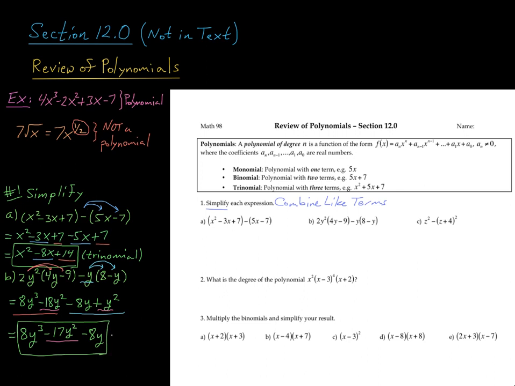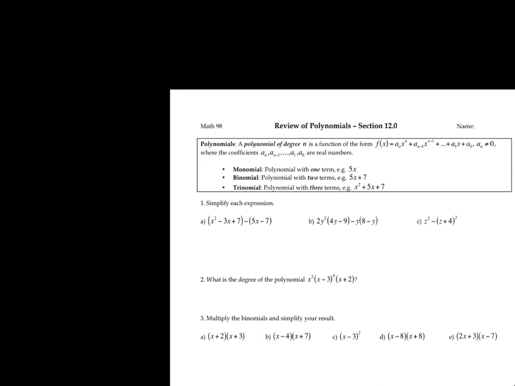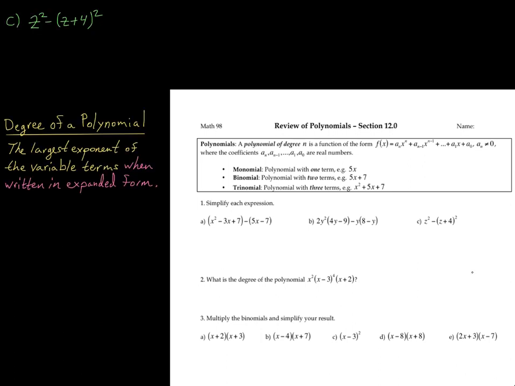And again, we have three terms. This would be a trinomial for the answer there. Okay. Cool. Let's move on then and look at part C next. So C is z squared minus the quantity z plus 4 squared.